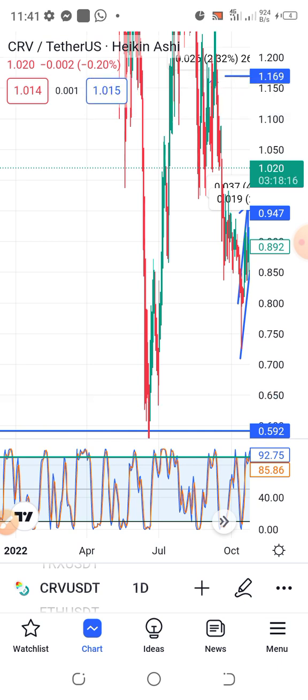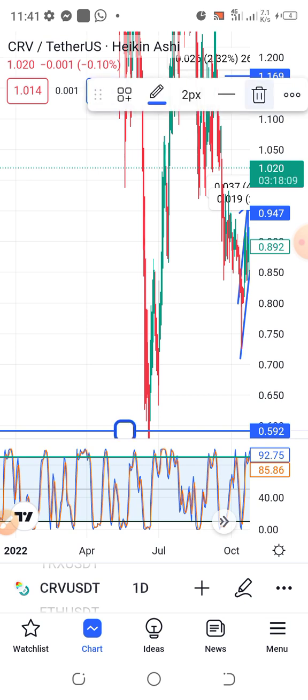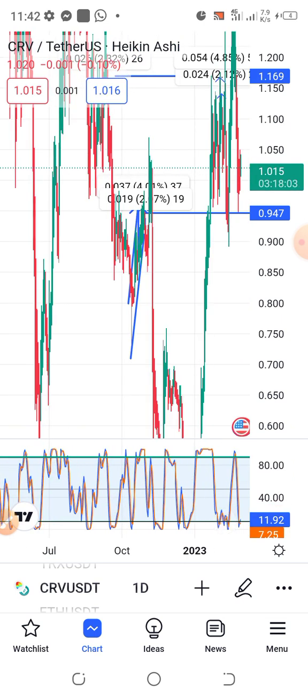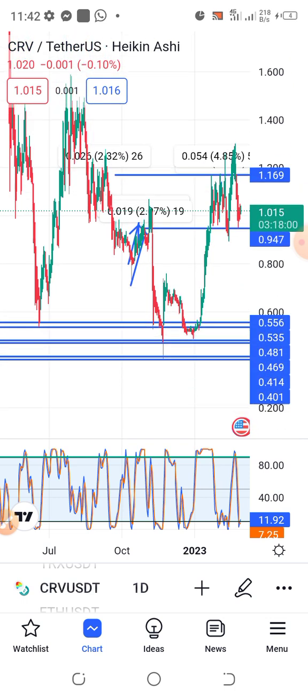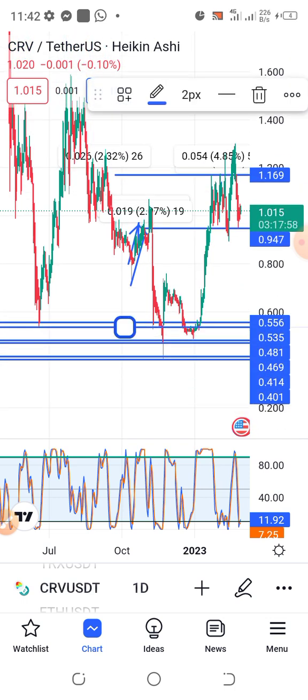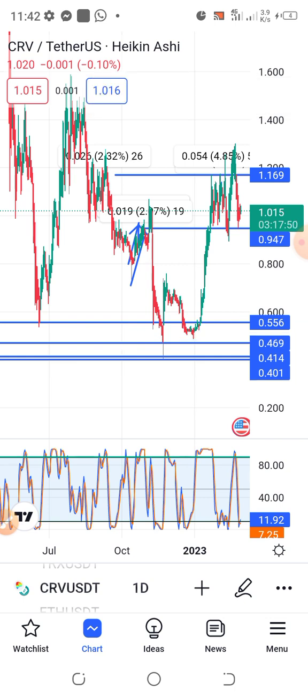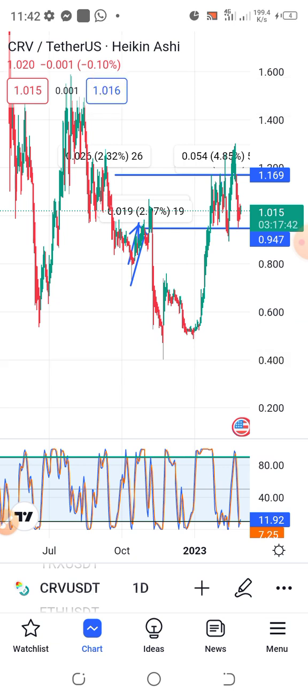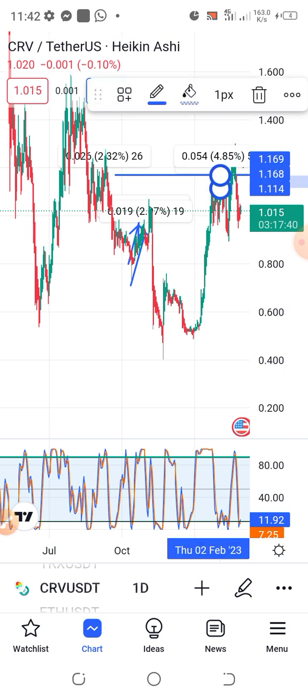Okay, so after that you just, let me first delete these lines so that we are good to go. We are good to go. All right, so that we can get a clear picture.